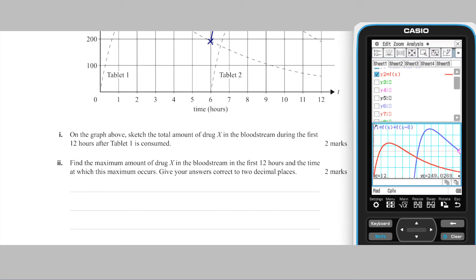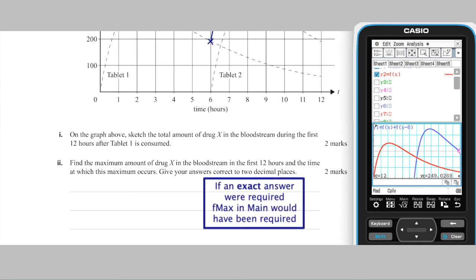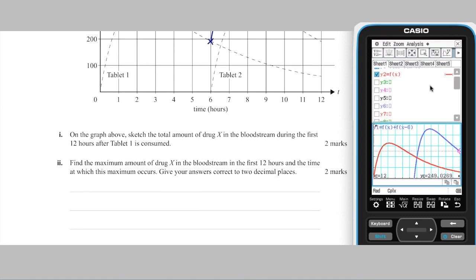D part 2. Now we need to find the maximum value of the drug in the bloodstream across the first 12 hours, given that 2 tablets have now been taken. As this calculation is required to 2 decimal places, we can do this calculation on our graph. This gives a maximum value of 455.82 milligrams at the time when t equals 7.78 hours.